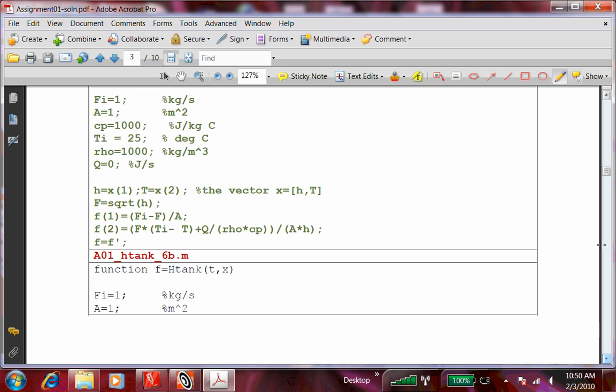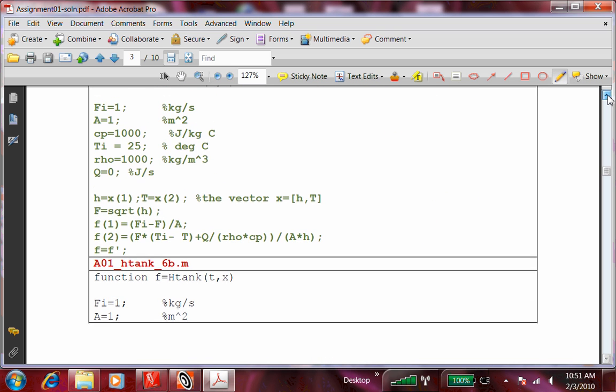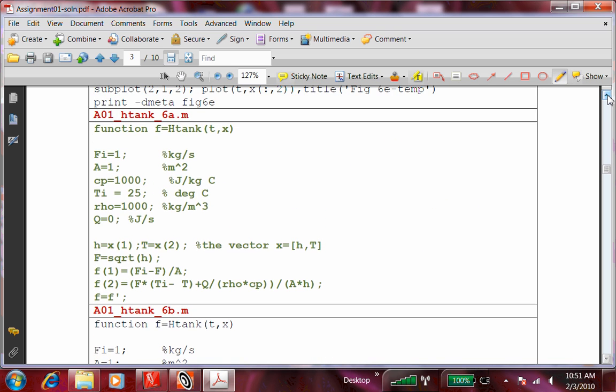And at the end of it, I document each one of those functions. Okay. So this is the function for the first part of 6A. So this one has the keyword function, an output, an input, and a name for the function. And I highlighted in each case what are the things that I'm changing as well to make it easy for the grader to follow what you're doing.